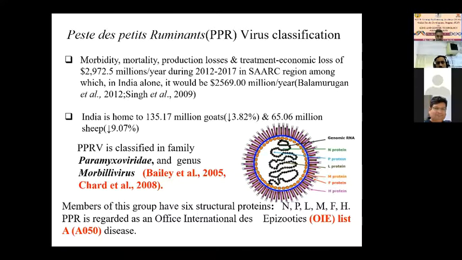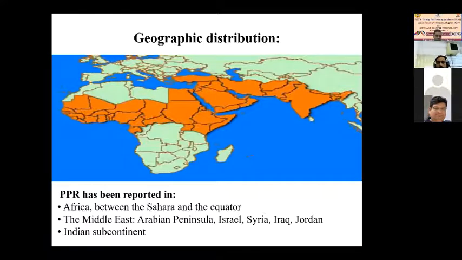Next, please. This is how PPR is endemic across the world, except for a few countries. It is almost everywhere in Africa and the Middle East, and also in China, India and the neighboring countries, Bangladesh, and everywhere.